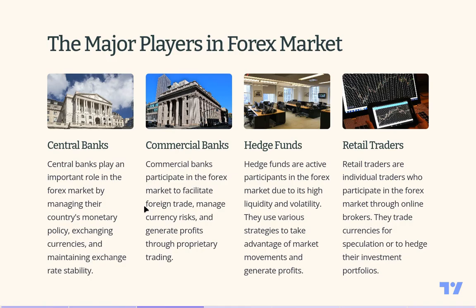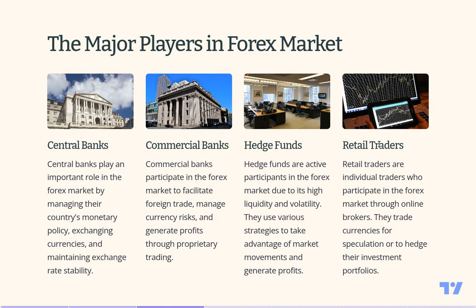And of course, allow me to mention that at the end of the presentation, I will show you a demonstration of the rocket booster strategy on the forex market. But for now, let's look at the four major players in the forex market. So who are these four major players? Number one is the central banks. Number two, commercial banks. Number three, hedge funds. And number four, retail traders.